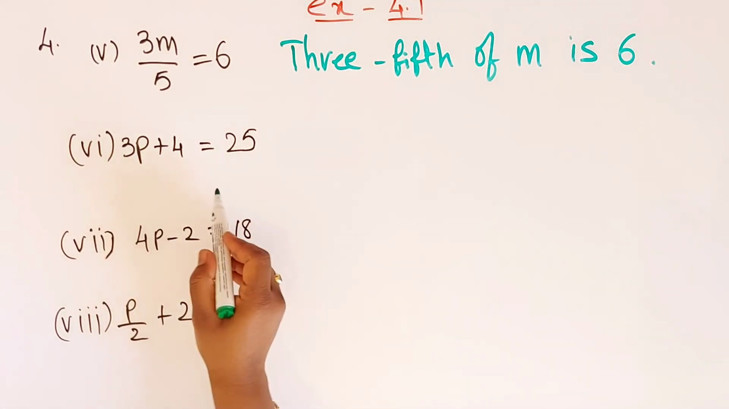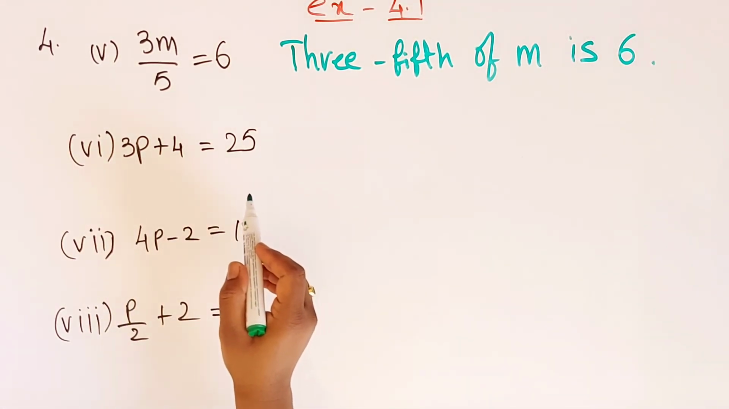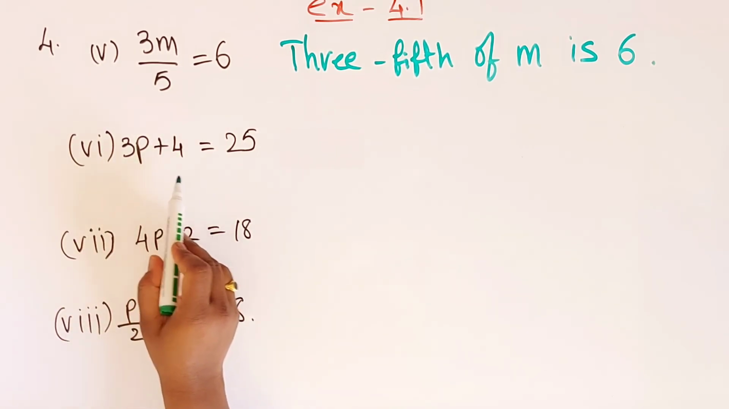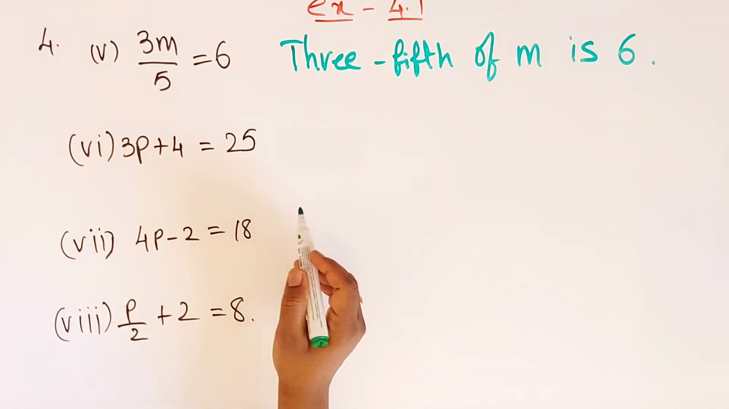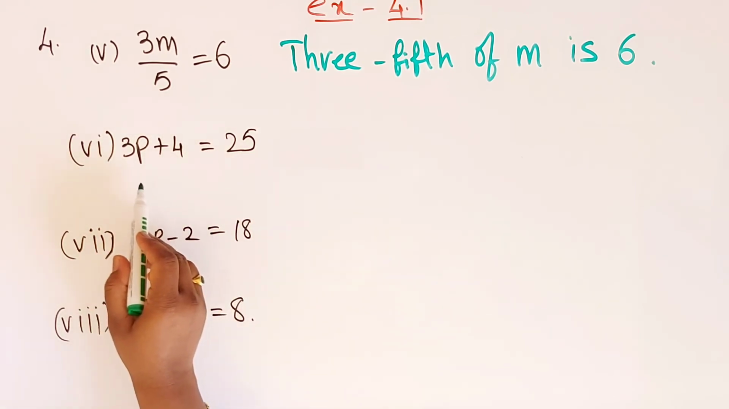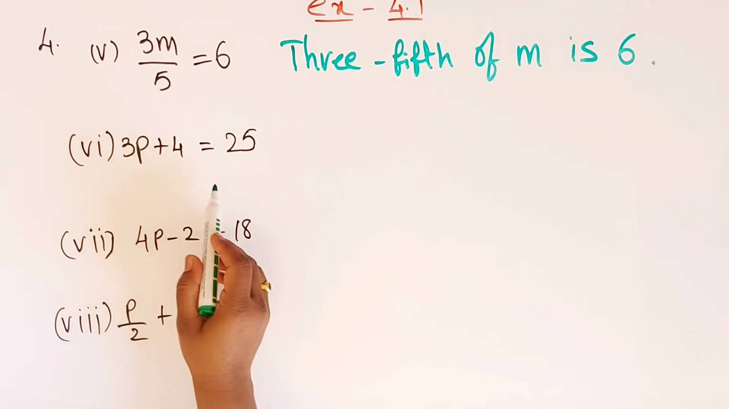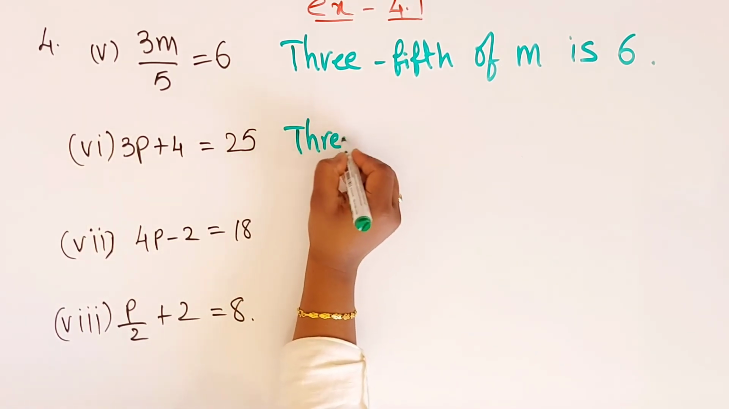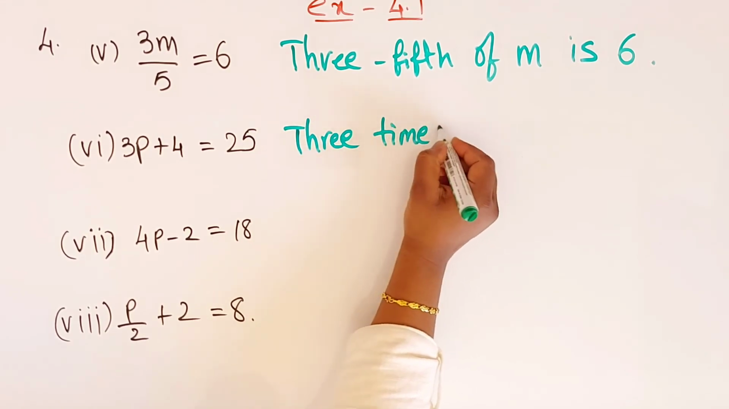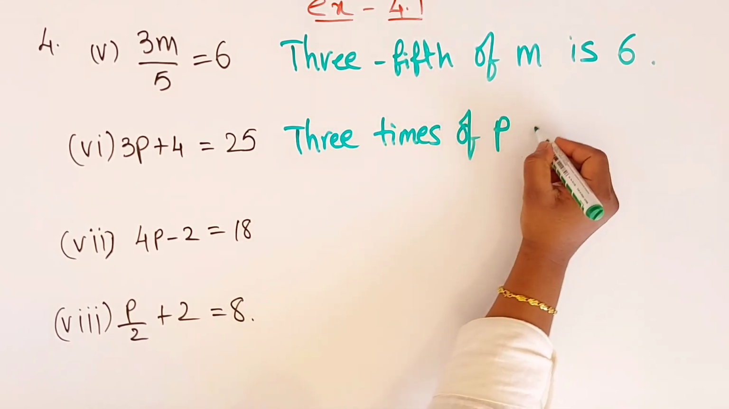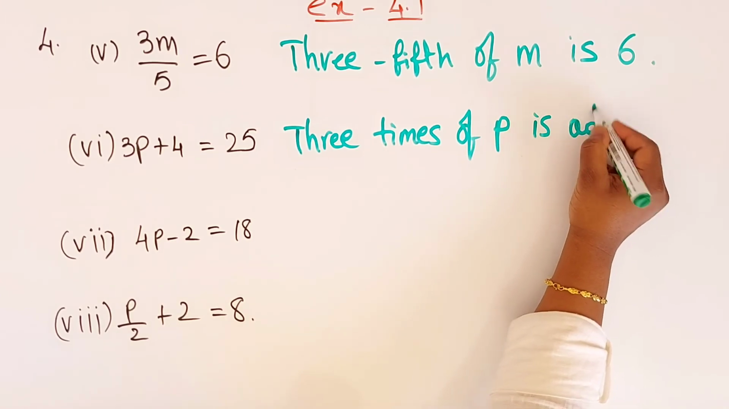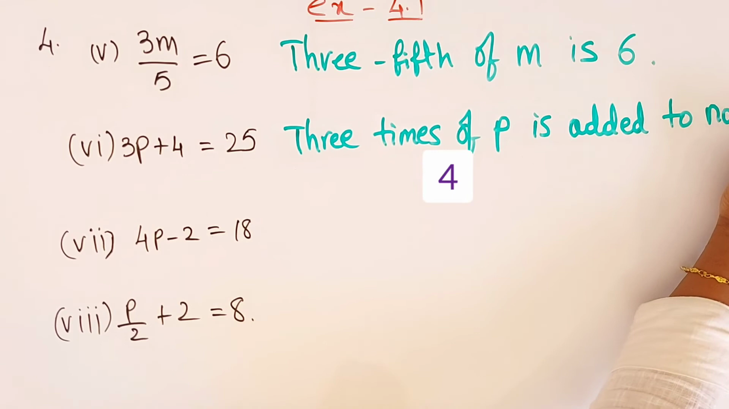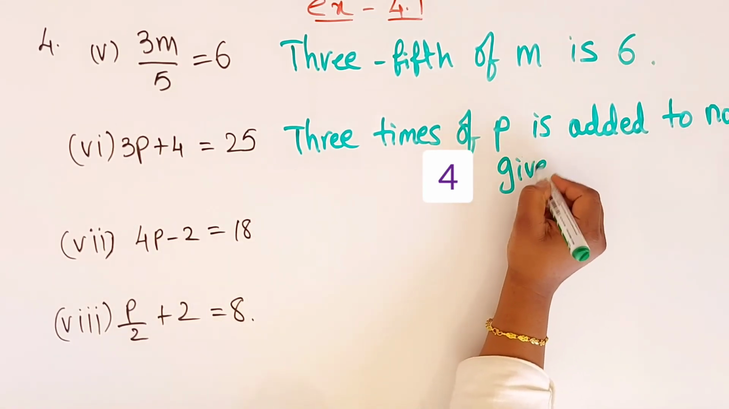Sixth one, 3p plus 4 equal to 25 children. Here p is multiplying 3 and we are adding 4. That gives 25 children. So we can write 3 times of p added to 4 is 25. 3 times of p is added to number 4 gives 25.